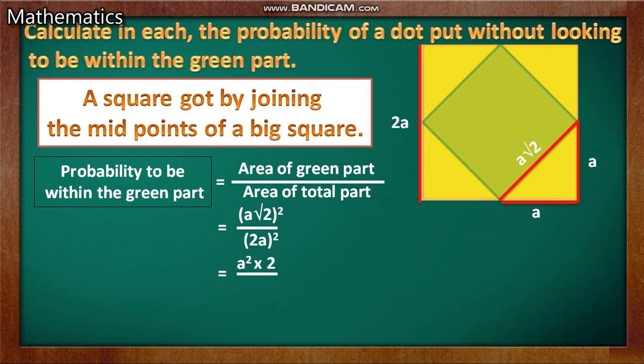What is 2A whole squared? That is 4A squared. Now let's cancel A squared and A squared. What is remaining there? 2 by 4. That 2 by 4 you may reduce to 1 by 2. There is a common factor, 2. How many 2's are there in 2? That is 1. How many 2's are there in 4? That is 2. So the final answer is 1 by 2.